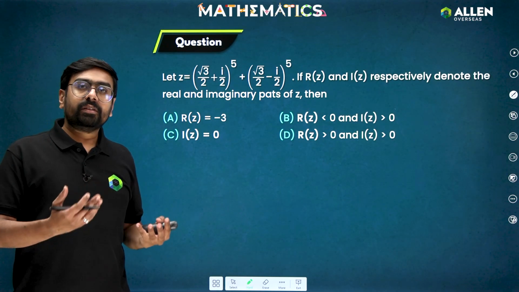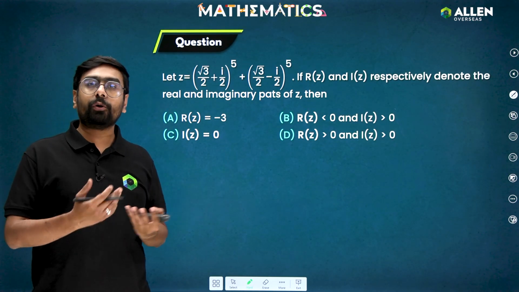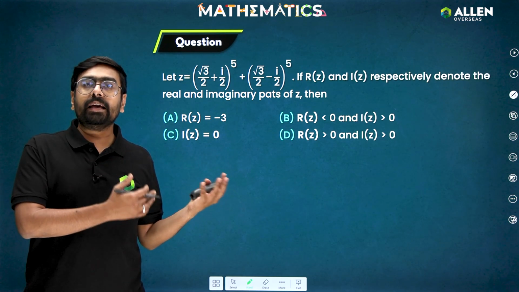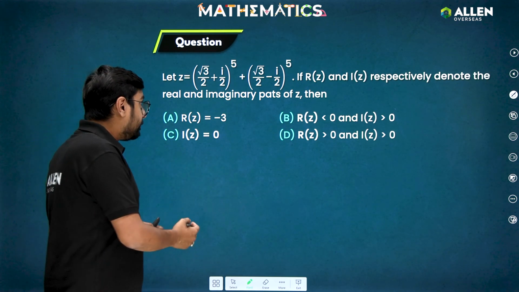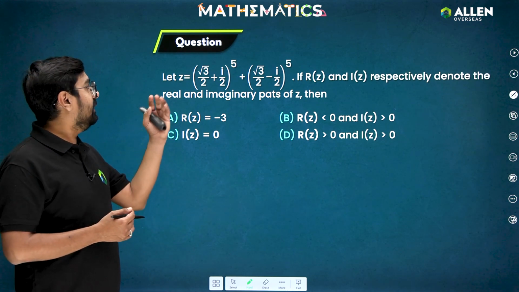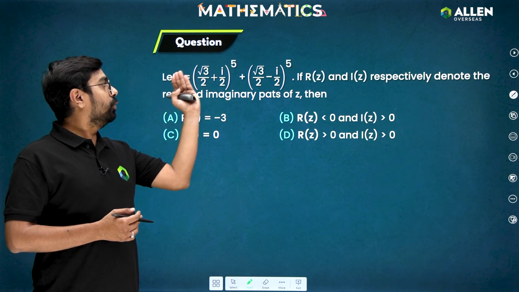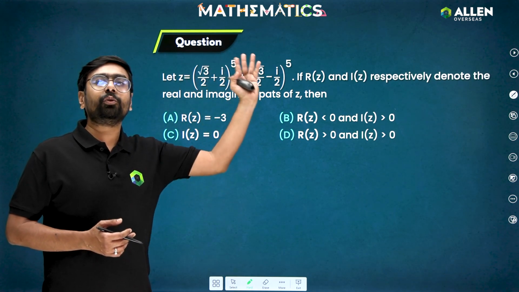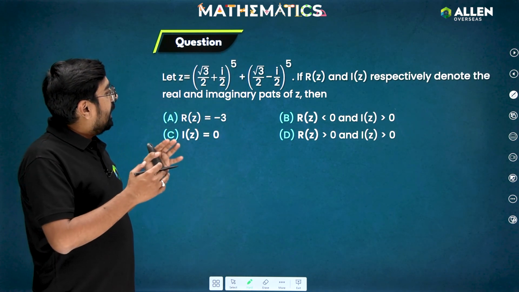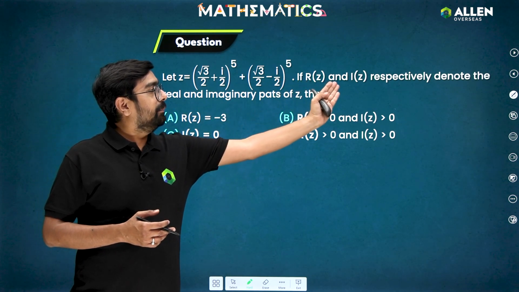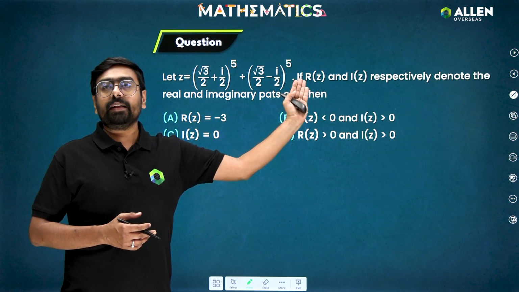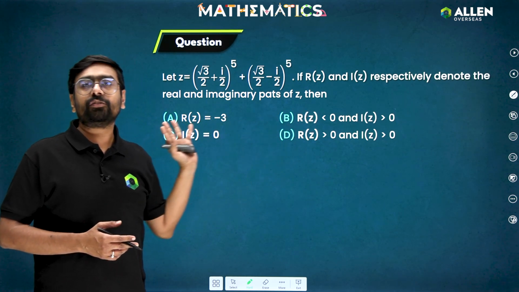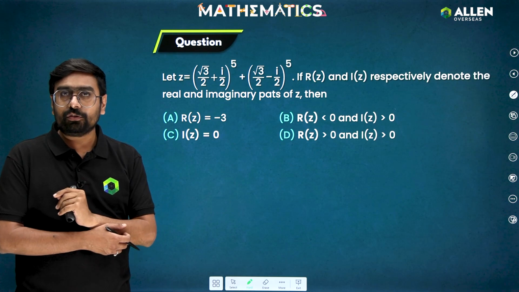Now, let's see some questions based on the properties of conjugate which have appeared in earlier JEE Mains papers. So here is the question. Here they are saying z is equal to (root 3 by 2 plus i by 2) to the power 5 plus (root 3 by 2 minus i by 2) to the power 5. And if real part of z and imaginary part of z are represented by Rz and Iz, then which of these conditions is true? Which of the options is true?